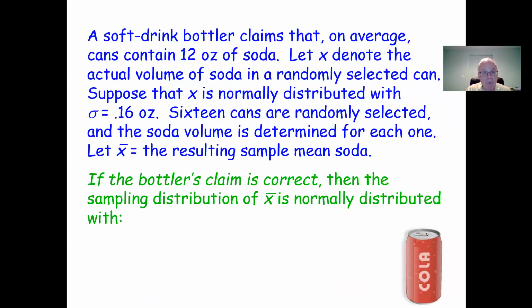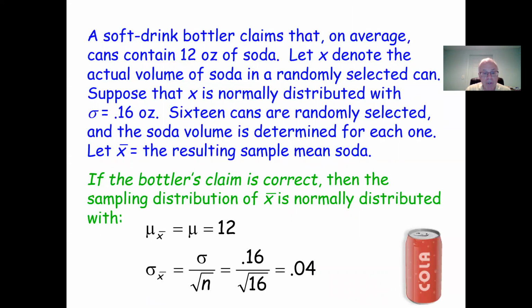Okay, I think we talked about this one last time also. Notice that for the sampling distribution, the mean of the sampling distribution is equal to the mean of the population, which in this case is 12. The standard deviation is equal to the standard deviation of the population divided by the square root of n. Again, we did this last time. I don't need to repeat the problem. The population standard deviation is 0.16. The sample size is 16. And the standard error, which is the standard deviation of the sampling distribution, is 0.04.